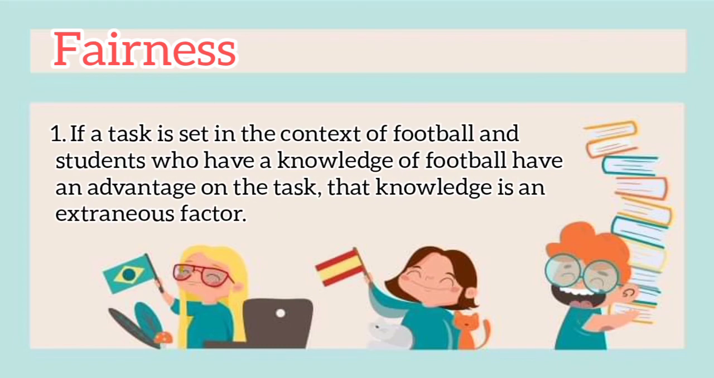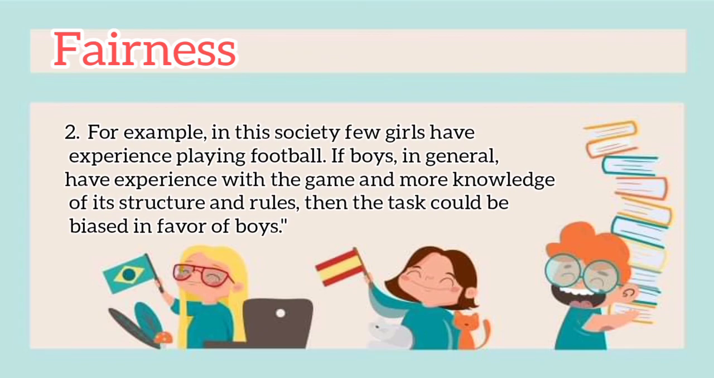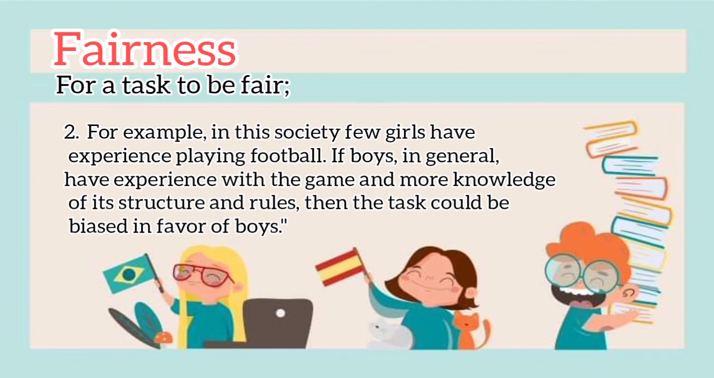If a task is set in the context of football and students who have a knowledge of football have an advantage on the task, that knowledge is an extraneous factor. The context becomes a biasing factor if particular groups of students know less about football than the other group of students. Next example: in this society, few girls have experience playing football. If boys in general have experience with the game and more knowledge of its structures and rules, then the task could be biased in favor of boys.